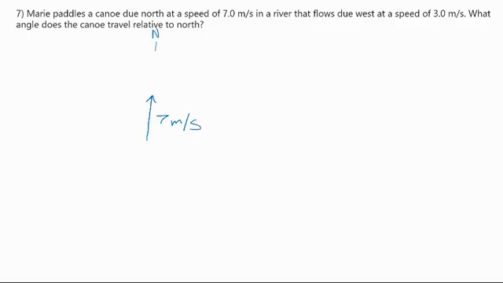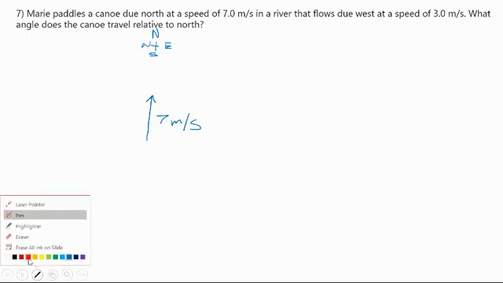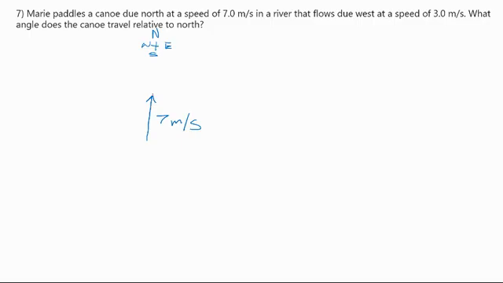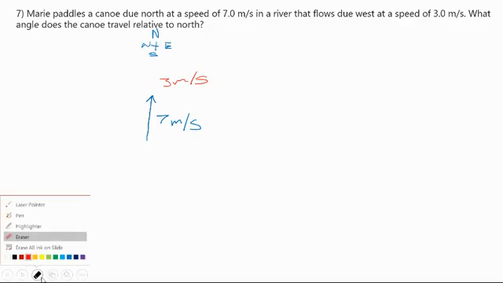Where, remember, this is north, east. Never eat shredded wheat, right? All right, so then the river flows due west at 3 meters per second. Yes. Oh, wrong way, I know. I did that on purpose to see if you're paying attention. West is the other way, right? West is this way.